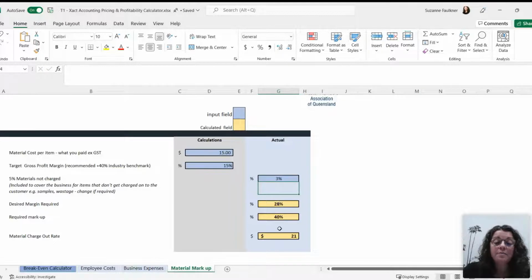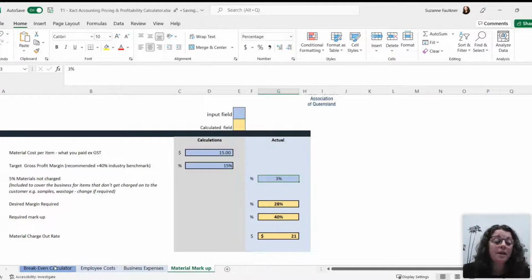And then again, these percentages and calculations under here will work through by themselves. So all you've got to worry about is the cost, what your desired margin is, and what your materials not charged amount is, and then it will drop out that price for you at the bottom.